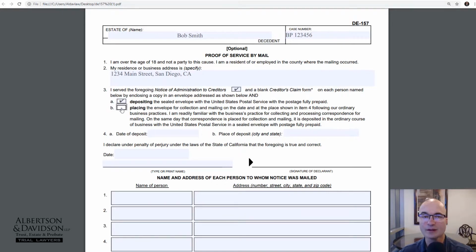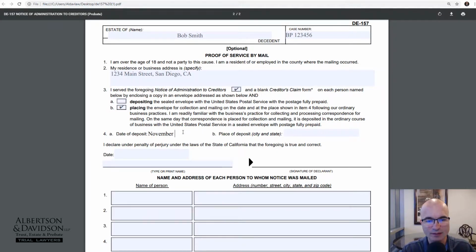If you are putting the envelope into a post box yourself, then you check 3A. If you're putting it in your work mail service, you hand it to somebody and it goes off to a mail center at your work, you'd select 3B. And then you're going to put the date that you deposited it into the mail, which should be the same as the date that we used above, and where you sent it from, so that they know where you were at when you sent it.